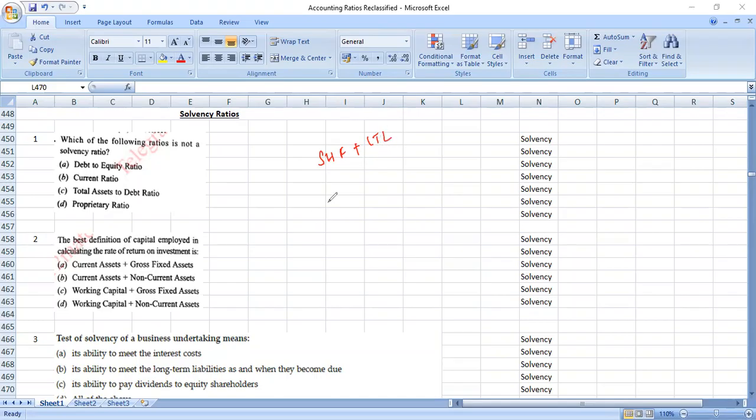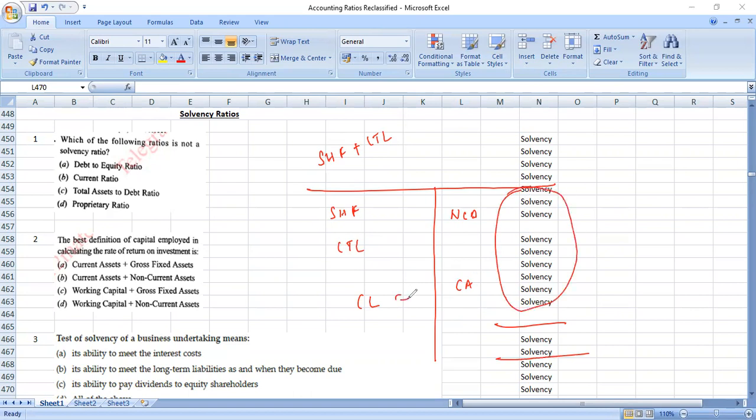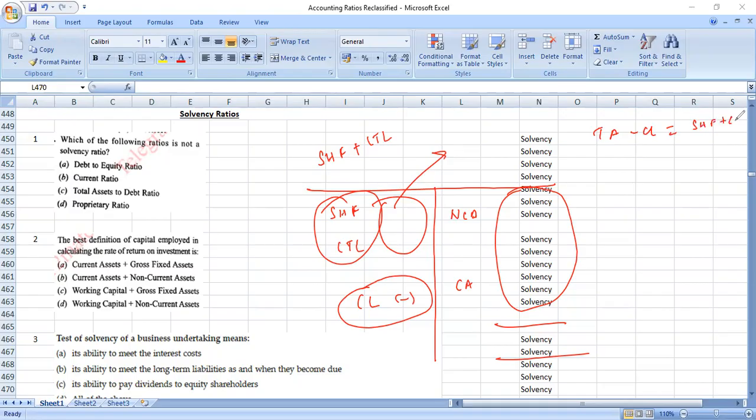So let's prepare a balance sheet to solve this. We have non-current assets, current liabilities, shareholders' funds, and long-term liabilities. The total assets minus current liabilities will leave us with shareholders' funds plus long-term liabilities. So this can also be written as total asset minus current liability is equal to shareholders' funds plus long-term liability. If you want to go back one more step, then total assets is equal to shareholders' funds plus current liability plus long-term liability.